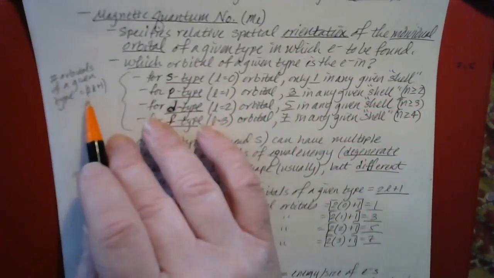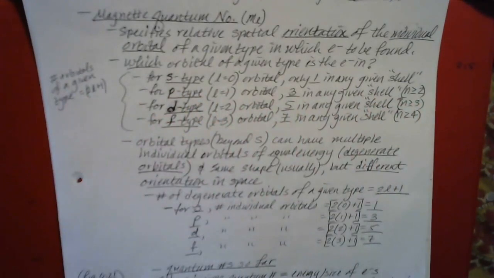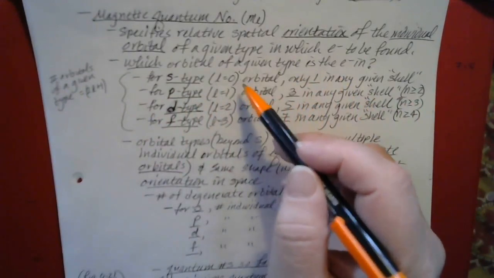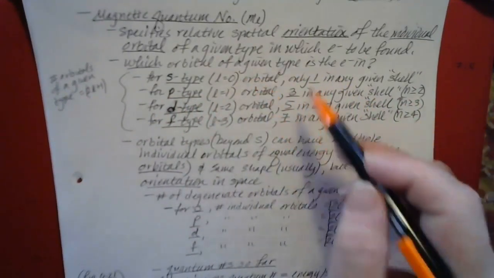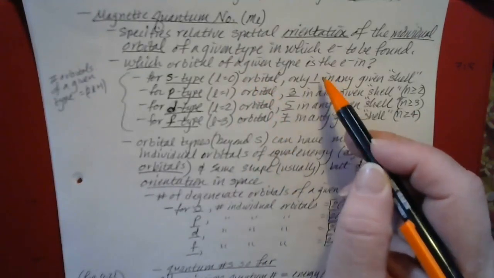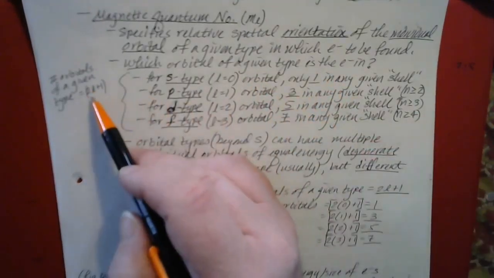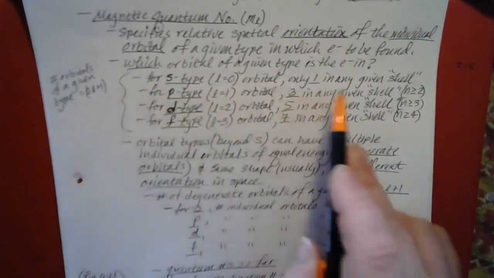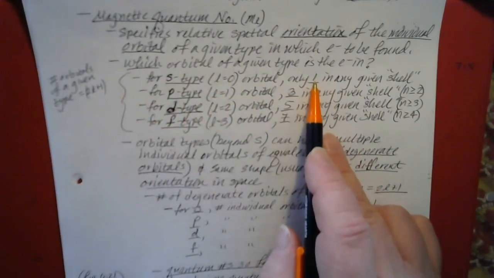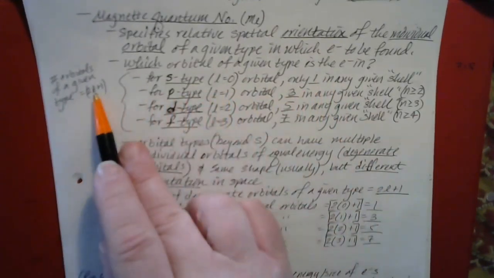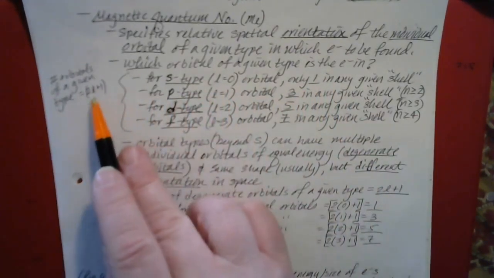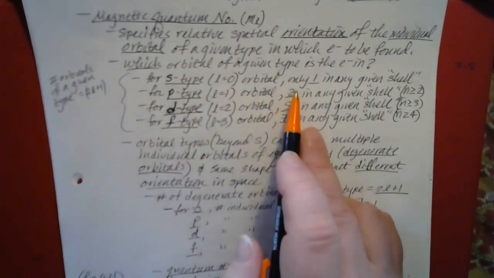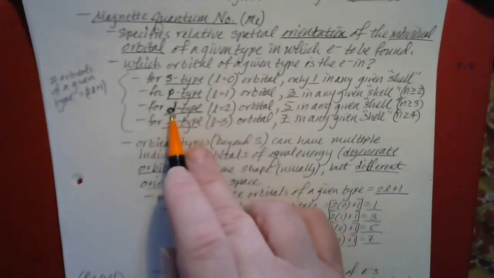As you may have noticed, the number of orbitals of a given type increase. Basically, they increase by odd numbers, starting with 1: 1, 3, 5, 7. That's also 2L plus 1. So if L equals 0, 2 times 0 plus 1 is 1, and that's how many orbitals of the S type are present in each energy level. If L equals 1, then 2 times 1 plus 1 is 3, and that's how many of that type of orbital you've got. If L equals 2, that's the D-type orbitals.